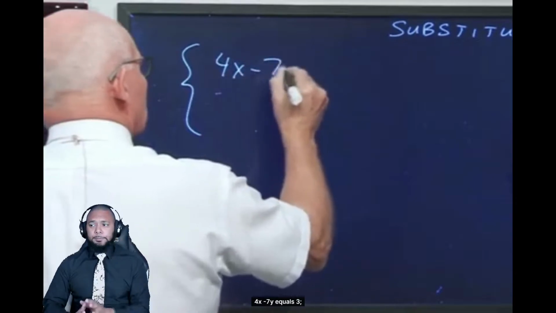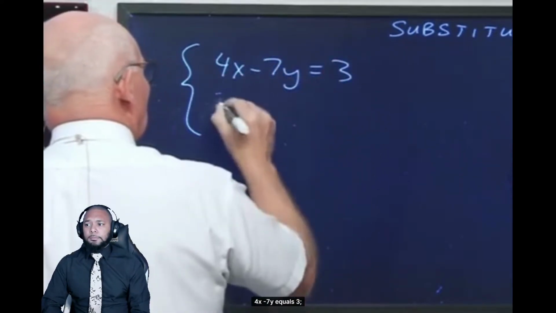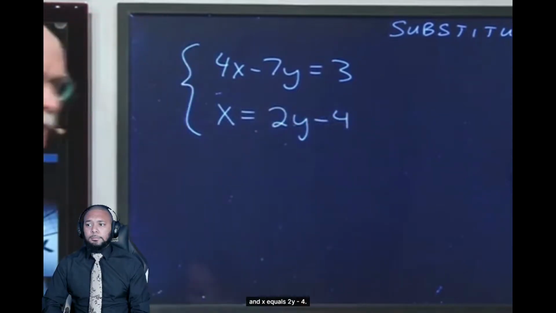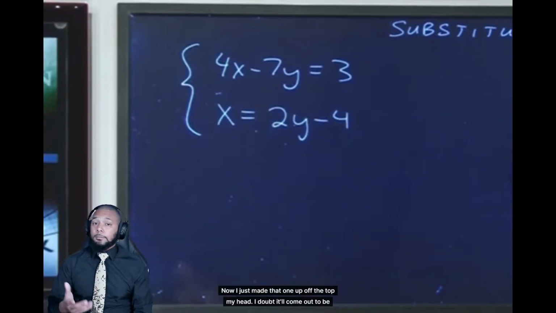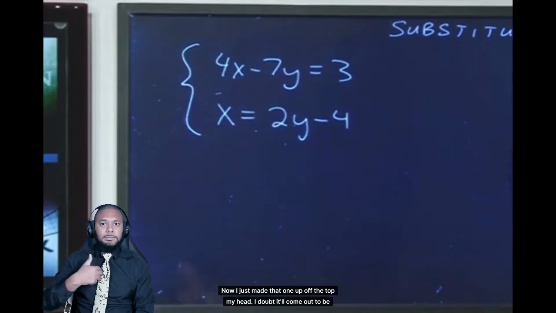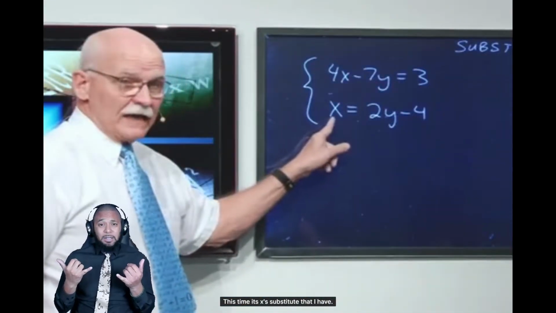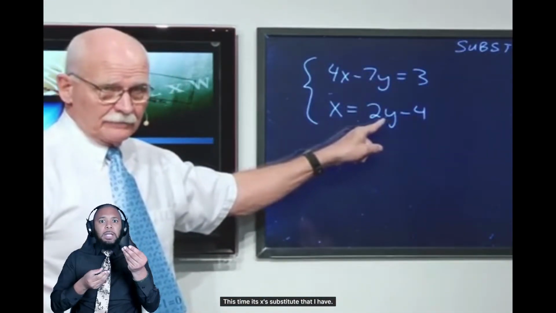4x minus 7y equals 3, and x equals 2y minus 4. Now, I just made that one up off the top of my head. I doubt if it'll come out to be nice whole numbers. But look at the difference in the system. This time, it's x's substitute that I have.